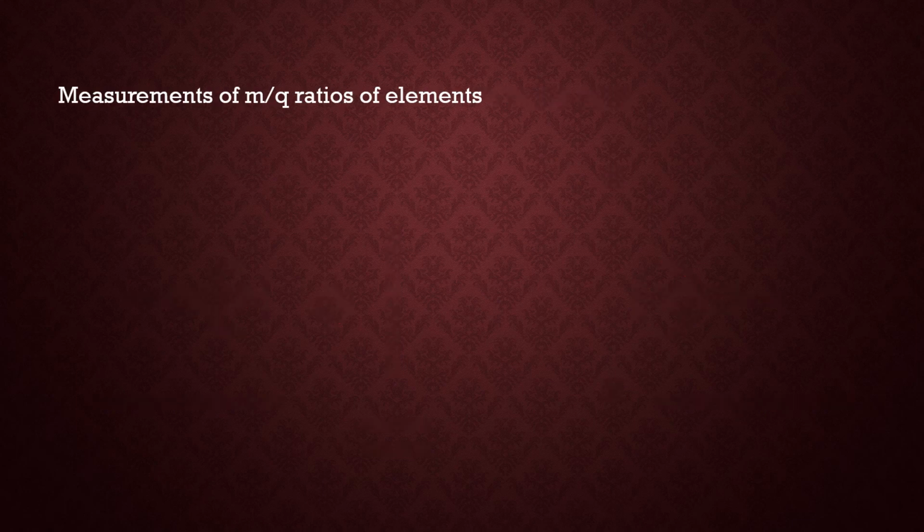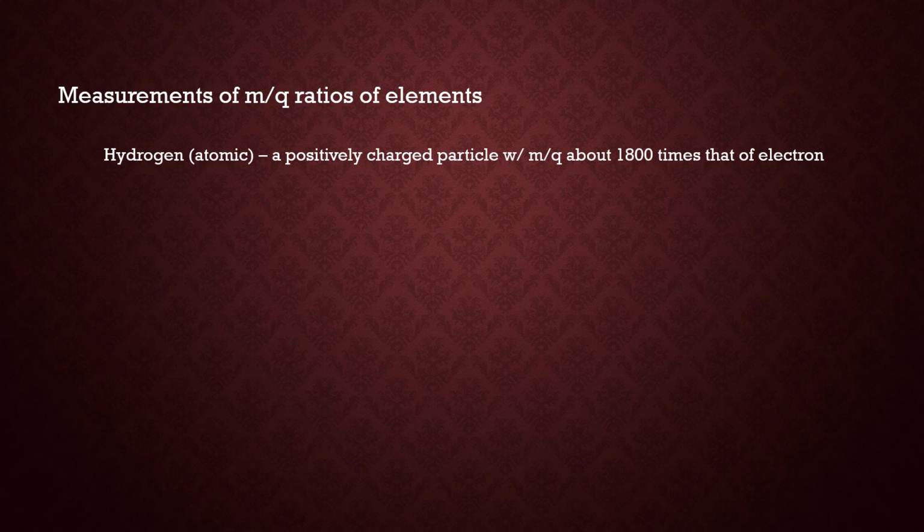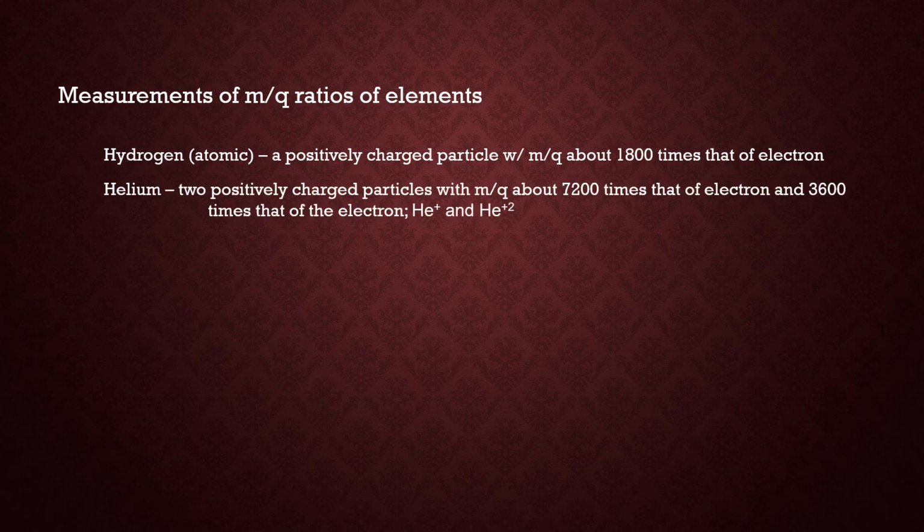And experiments of this type with different types of elements discerned that hydrogen could be created as a positively charged particle, and the mass to charge ratio indicated that it was about 1,800 times that of an electron. If you put helium into the tube, you got two types of particles, with an M to Q ratio of about 7,200 times that of the electron and 3,600 times that of the electron. So you were getting species of helium plus and helium plus 2.